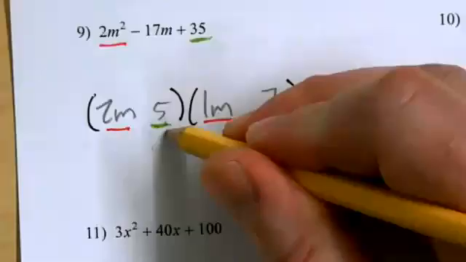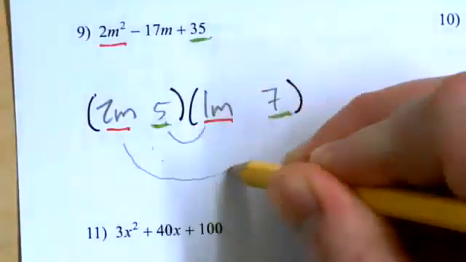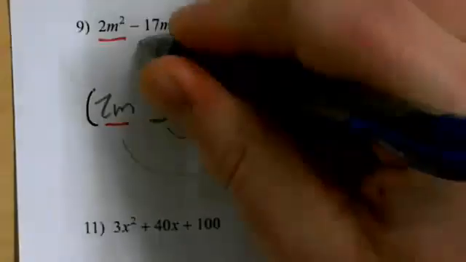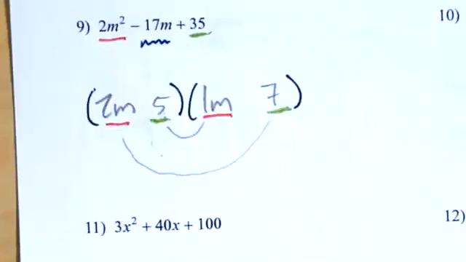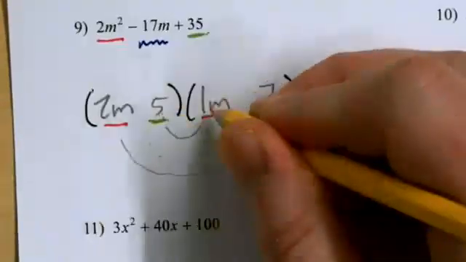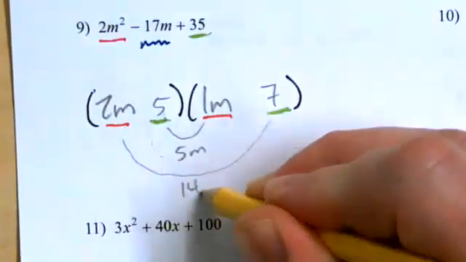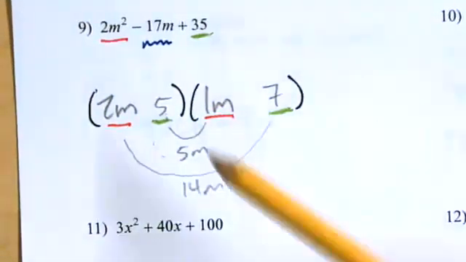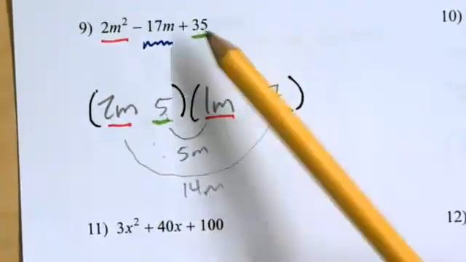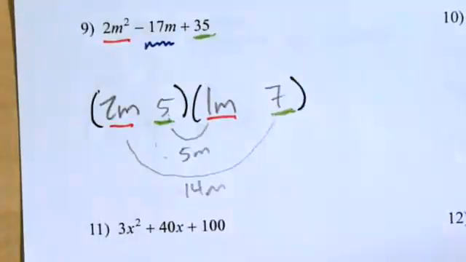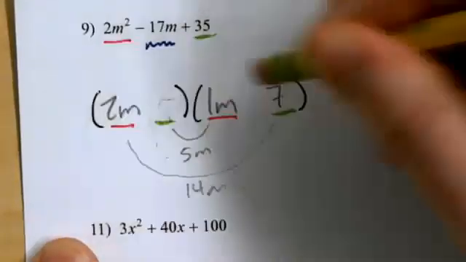I'm going to do, remember my little face thing that I showed you guys? The nose and the mouth on the face. This nose and the mouth have to add up to give me this 17m somehow. So right now I got 5 times 1m is 5m, 2m times 7 is 14m, and I'm thinking to myself, is there any way I can add a 5m and a 14m to get to a 17m? Answer is no. So maybe I flip these.